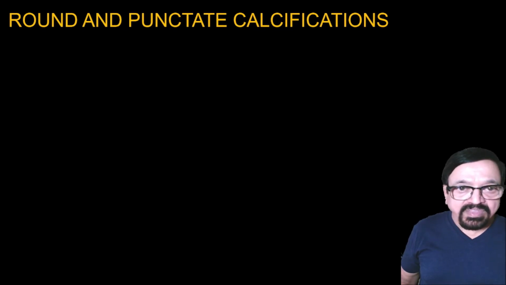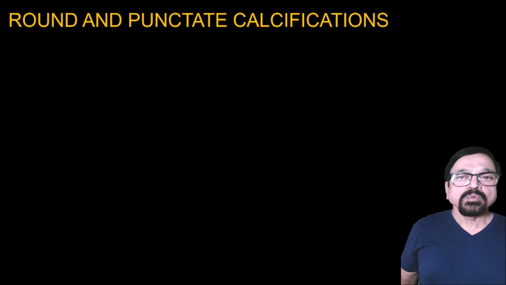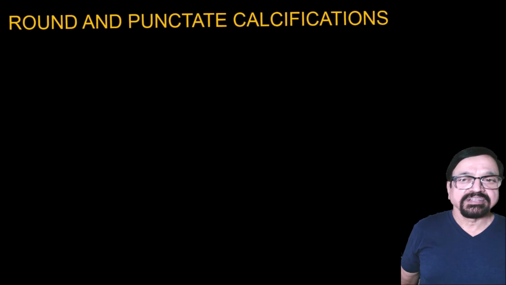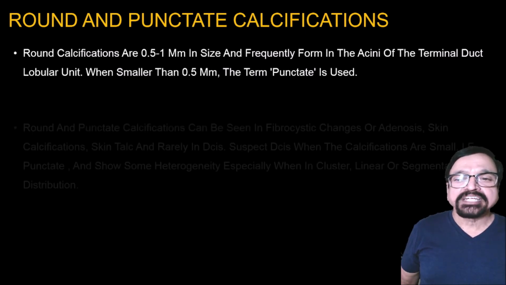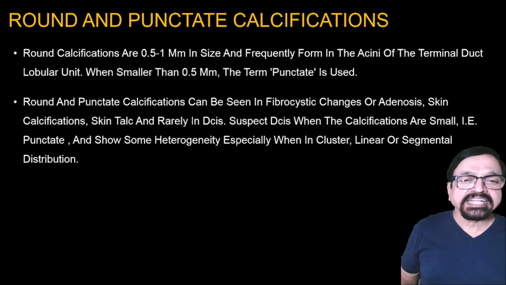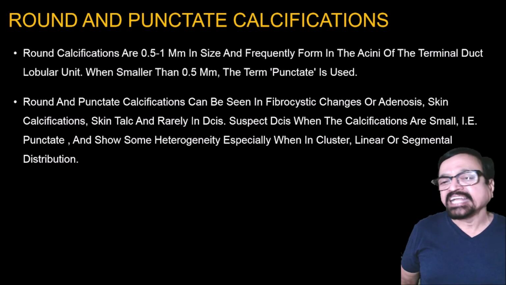Now, round and punctate calcifications. Round calcifications are 0.5 to 1 millimeter in size and frequently form in the acini of the terminal duct lobular units. When smaller than 0.5 mm, the term punctate is used. The round and punctate calcifications can be seen in fibrocystic changes or adenosis, skin calcification, skin talc, and rarely in DCIS.